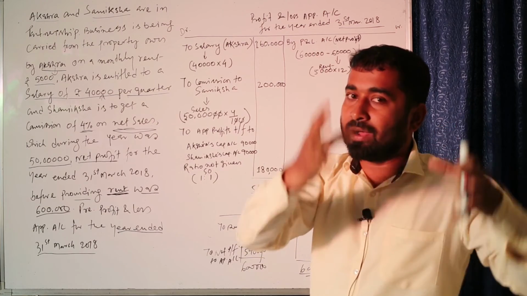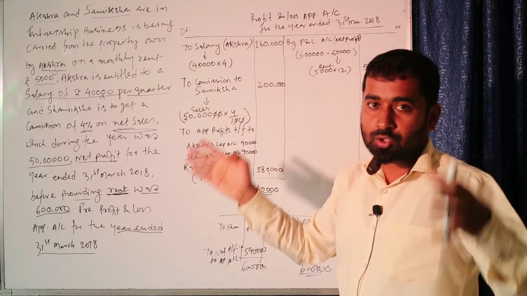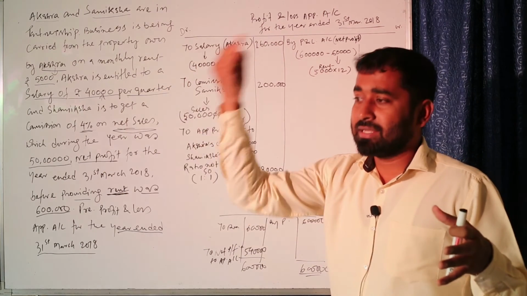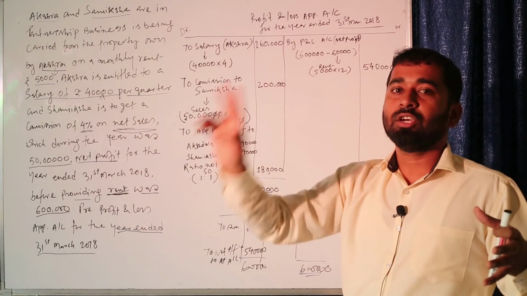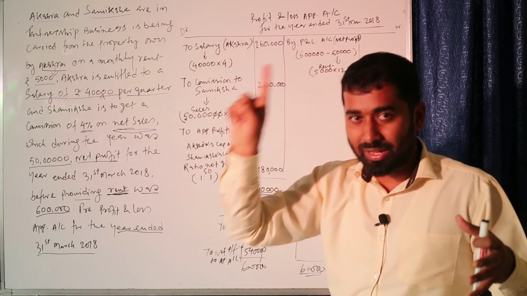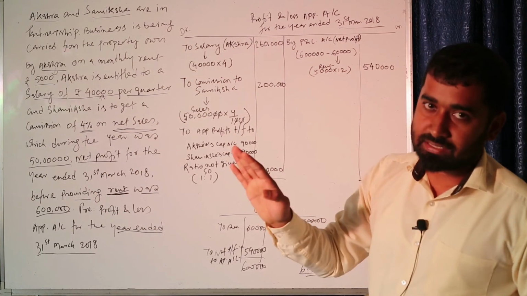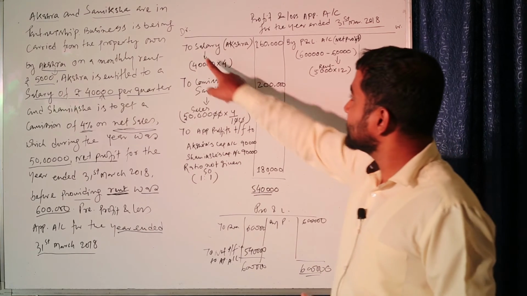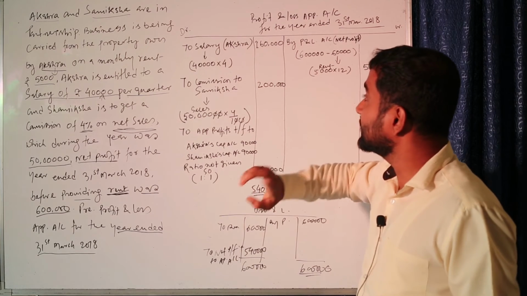I told you the firm's expenses related to the partners come under the debit side. What are they? Interest on capital, salary, commission, bonus. Apart from these, two things are there: one is charity or donation, another is general reserve. That's it. These are the ingredients of the debit side. So first, the salary of Akshara, or the partners, that is 1,60,000.